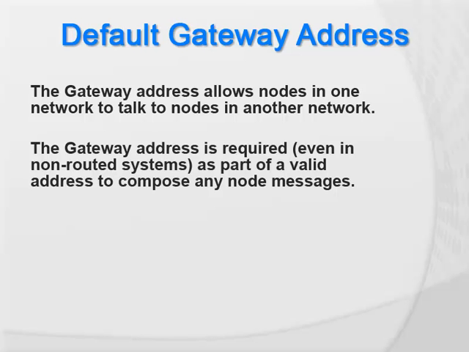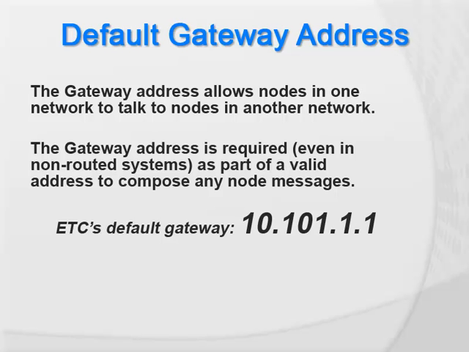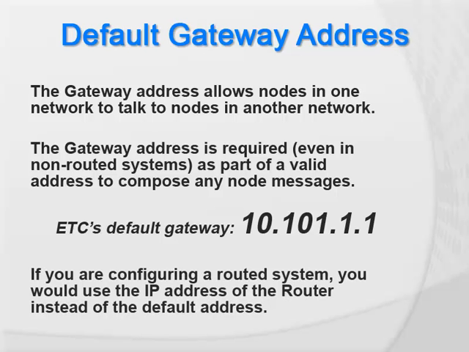Windows 7 is a perfect example of this. Typically, the default gateway is either 10.101.1.1, or the default matches the IP address of the node itself. Now, if a router is being used in the system, instead of a default gateway address, you would provide the IP address of the network router.